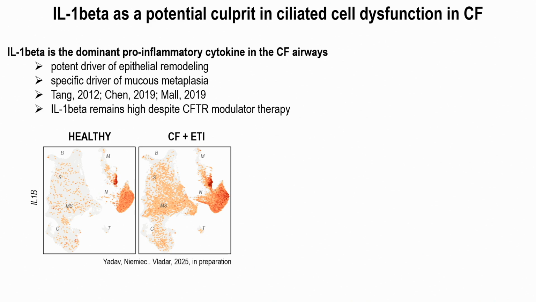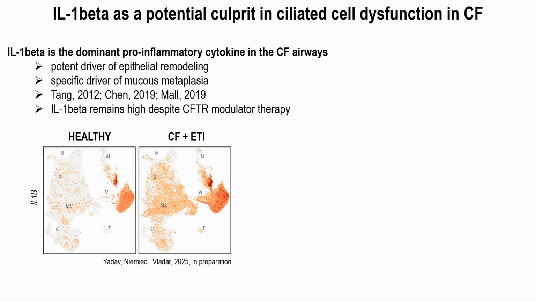So we've talked a lot about inflammation in ciliated cells and cystic fibrosis, but specifically, there are many pro-inflammatory mediators in CF, but we really wanted to focus on IL-1 beta. So we know from the literature, it's been documented extensively that IL-1 beta is the dominant pro-inflammatory cytokine in the CF airways. It's been shown to be a very big driver of epithelial remodeling, specifically in mucus cell metaplasia.